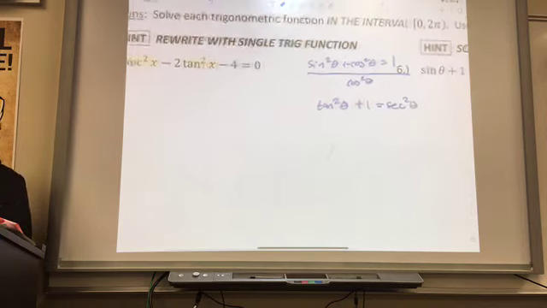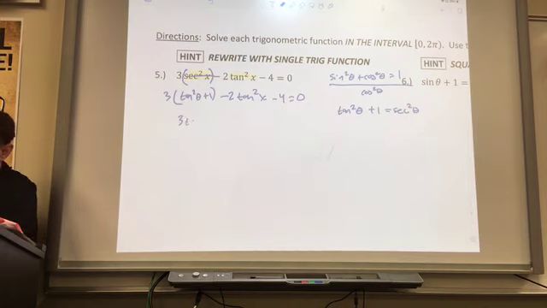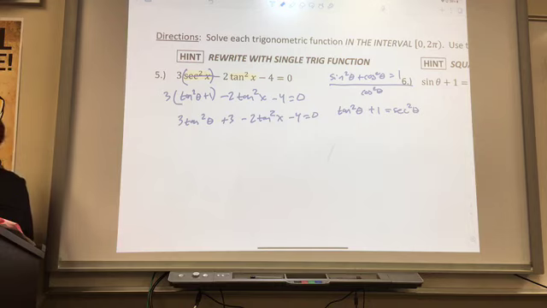So we just pick one and swap it out. I'll pick the secant squared, and I'll swap that out with tangent squared plus 1. Does that make sense? Distribute the 3. And then we just get a negative 1 and tangent squared. How we doing so far? Distribute the 3. Then you can add 1 over.